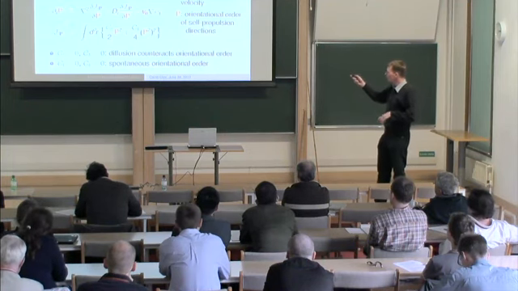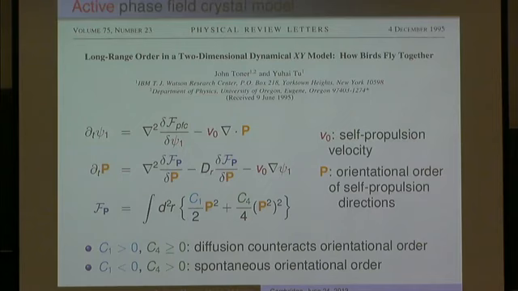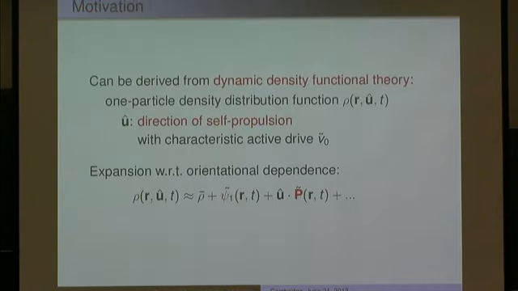The reason why we chose this form is because this one we can also directly motivate from a more microscopic approach. Very crudely, from the dynamic density functional theory, you start really on the one particle level, the one particle density distribution function. So this here is proportional to the probability to find at a certain position at a time a particle with an orientation u that is really its direction of self-propulsion, and there at the single particle level we put in this active drive.